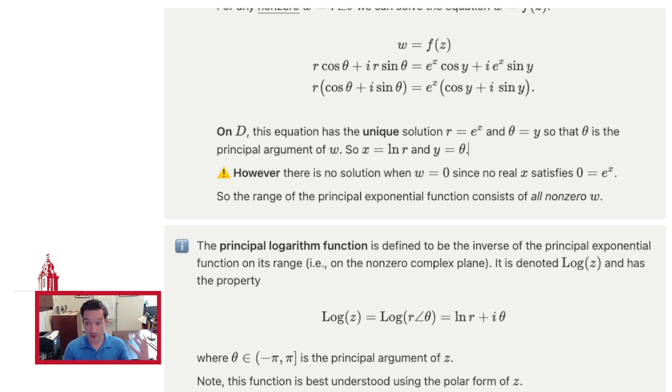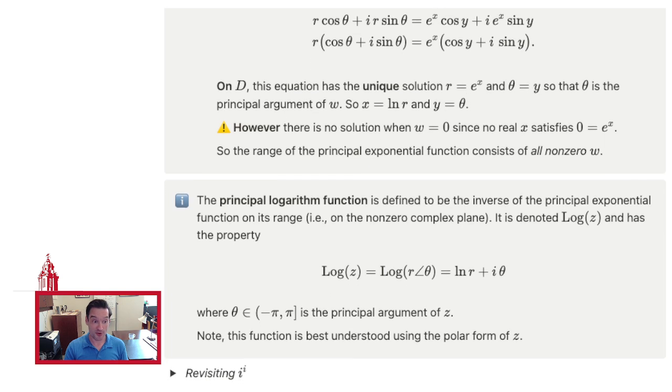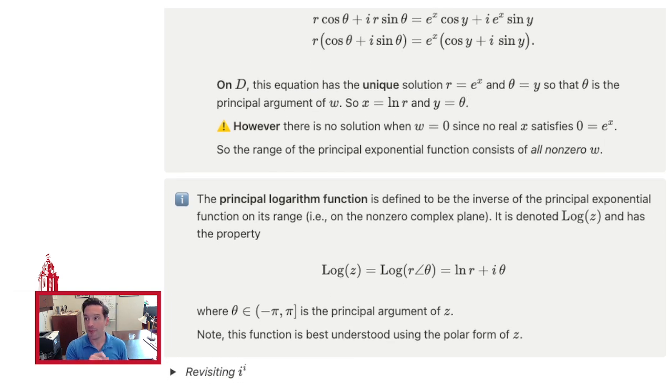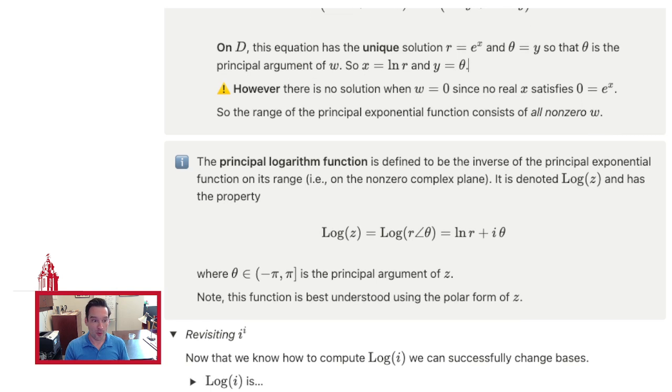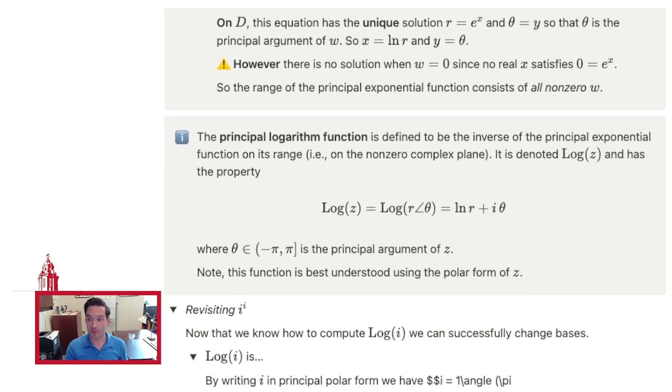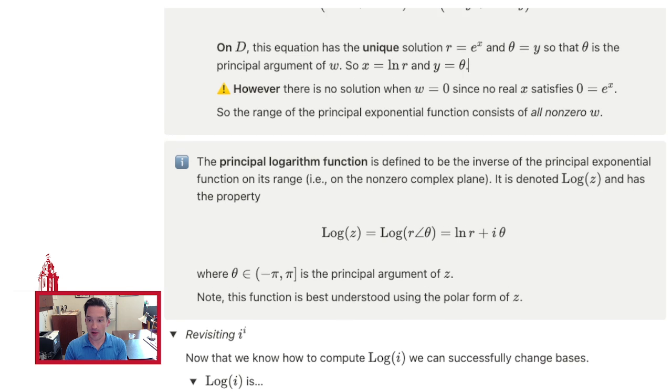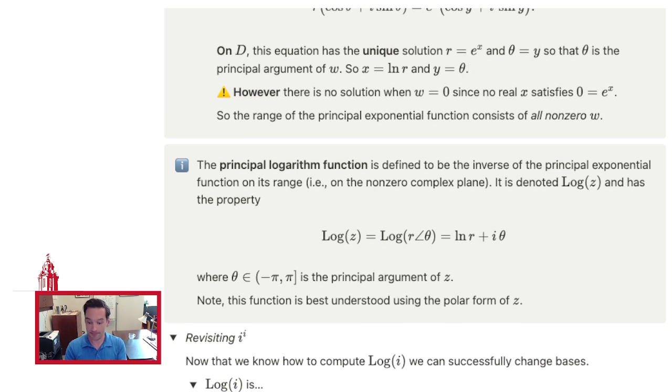So finally, let's use the principal logarithm function to come up with an application. Let's revisit the question of how we might raise i to the power i. Now that we know how to compute the principal log of i, that's going to allow us to change base from a non-real base i into a real base, which is e, which is going to allow us to use Euler's identity. So how would we find the principal logarithm of the complex number i? Well, we would just have to write i in its polar form.